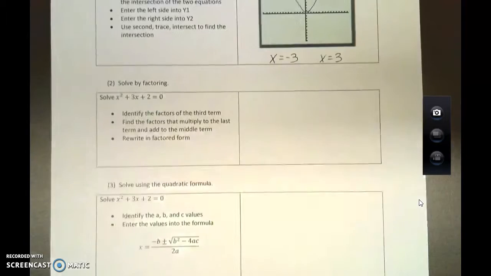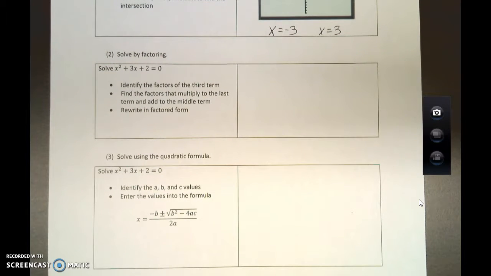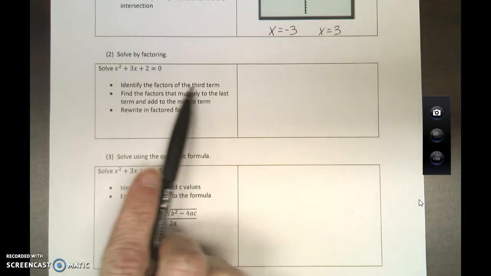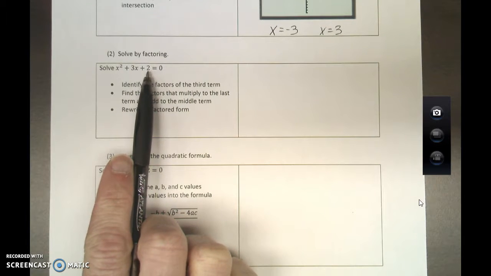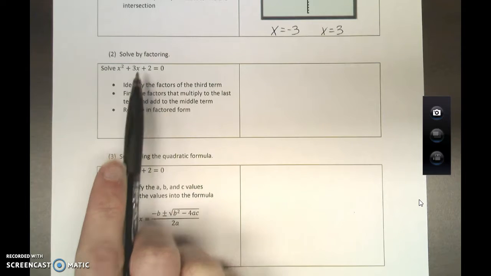Another method we learned was solve by factoring. So remember, for factoring, we were going to turn this problem into 2 sets of factors. What we want to start off with is identify the factors of the third term here. So the third term is 2. I'm just looking for what numbers multiply together to give me 2. Well, the two numbers that multiply together to give me 2 are 1 and 2.